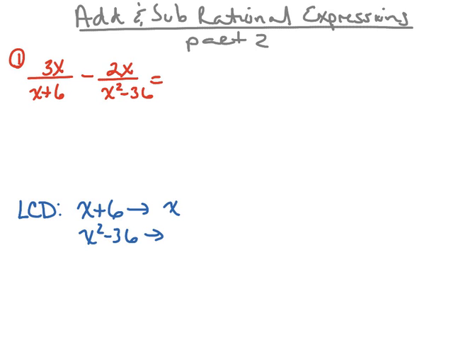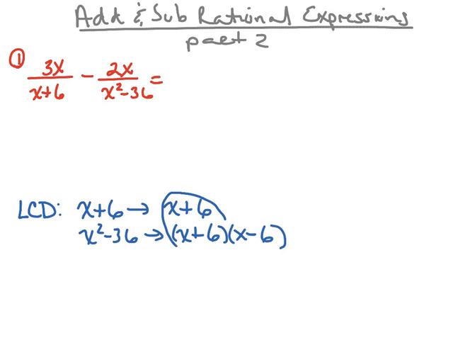So x plus 6 can't be factored, so I'll leave it as x plus 6. X squared minus 36, I'm going to use difference of squares to factor this. We know that the square root of x squared is x, the square root of 36 is 6. We have one of the factors with a plus and another factor with a minus. So the factors of x squared minus 36 are x plus 6 and x minus 6.